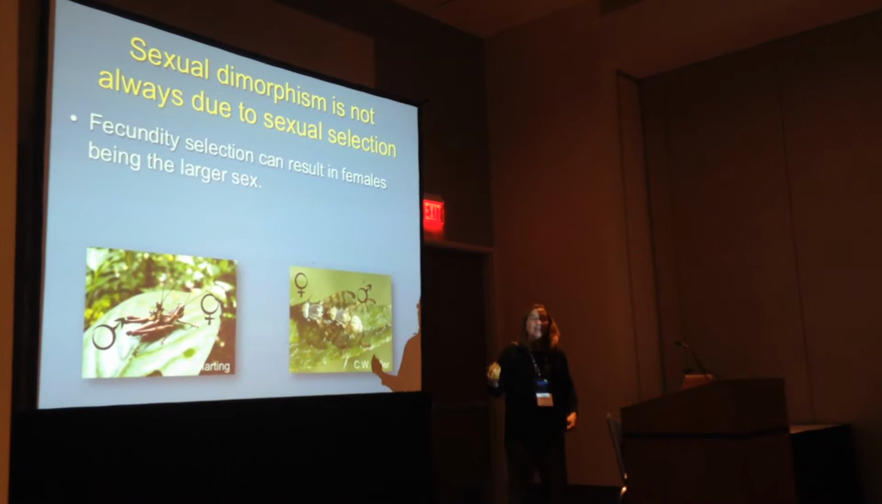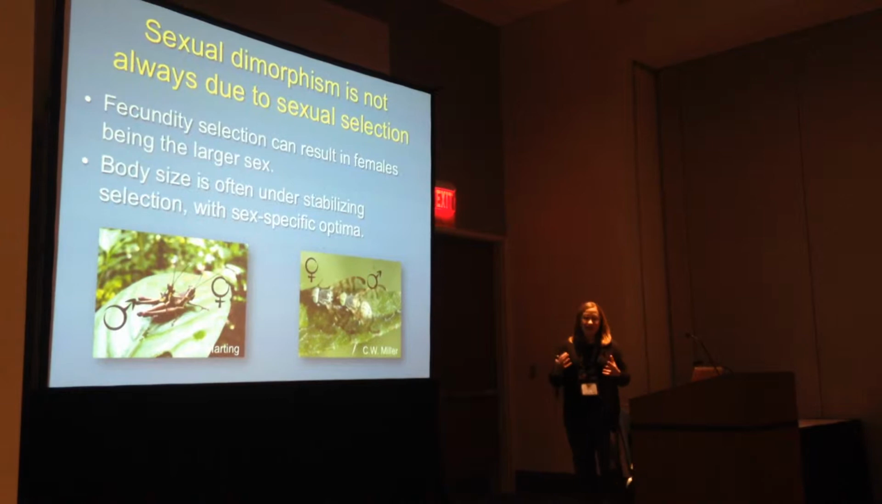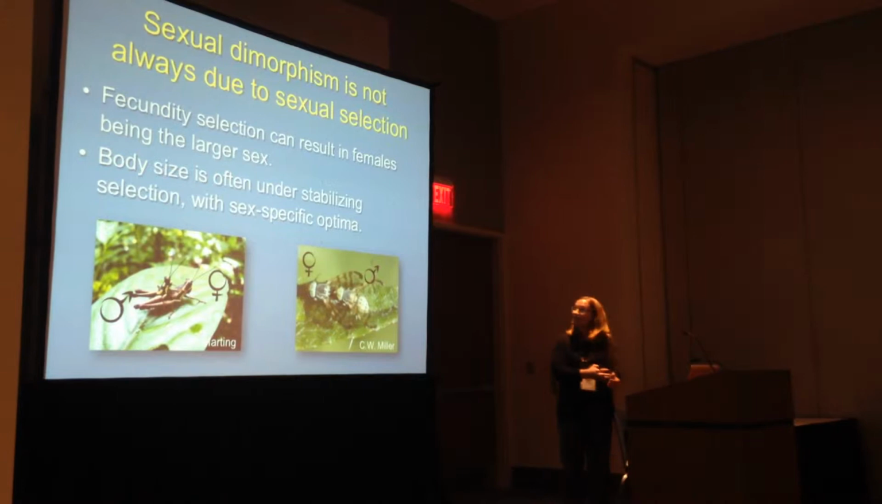In ectotherms, for instance, there's a very close relationship between body size and offspring production, and so this can result in selection for females to be larger, and in ectotherms we often see females being the larger sex. Now, body size is often under many counteracting forms of selection, and as a sum total, this results in stabilizing selection, often with sex-specific optima.